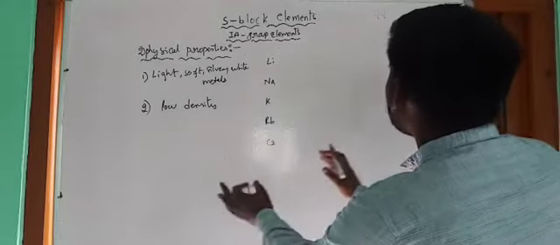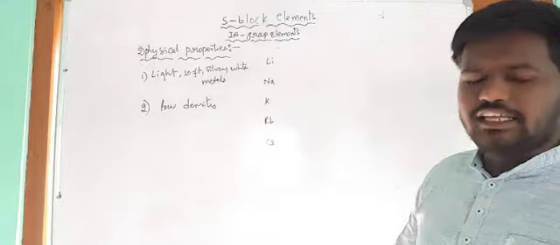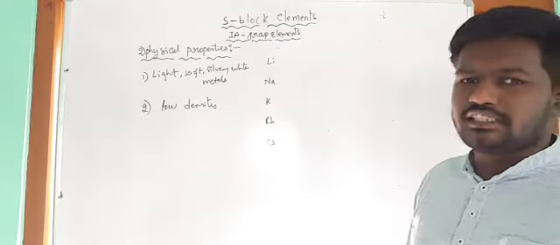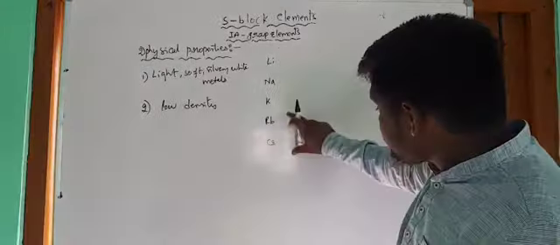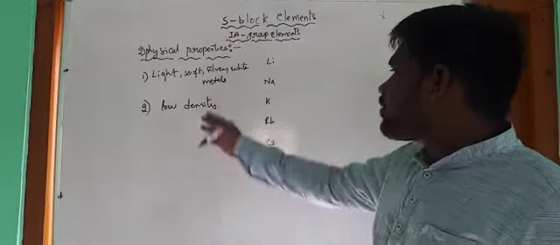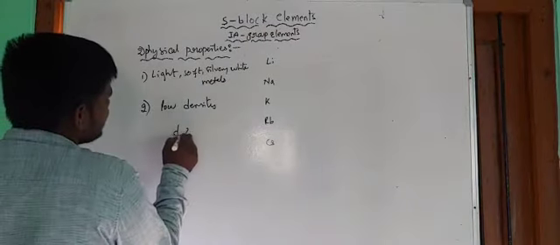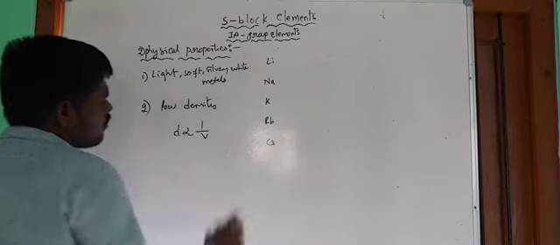Now from left to right in the periodic table, the size of the atoms decreases. It means the first A group elements have more size or more volume. When volume increases, what about their density? Density decreases, because density is inversely proportional to the volume.